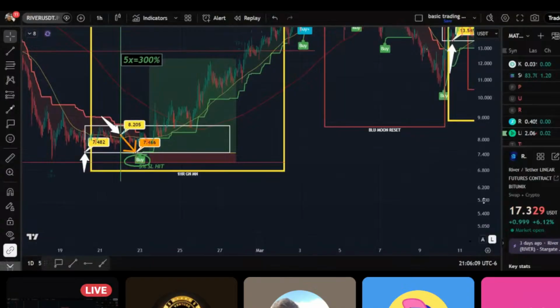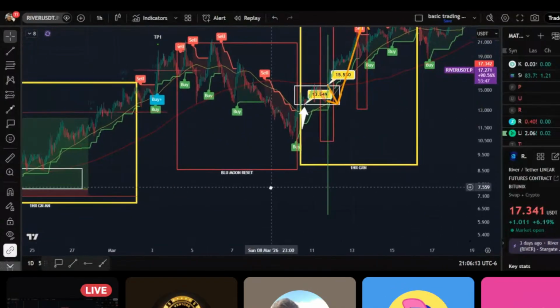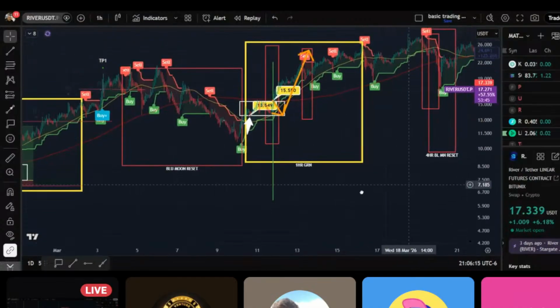You know, a trade that you don't get in isn't a loss. It's just a missed trade, right? We don't care about missing a trade. We just care about losing trades, right?